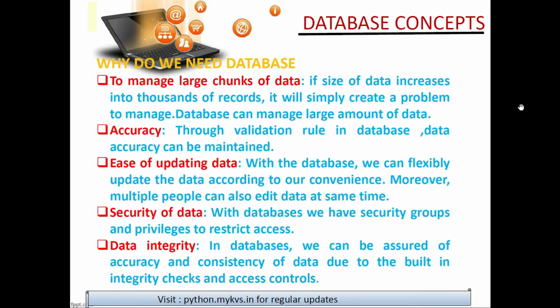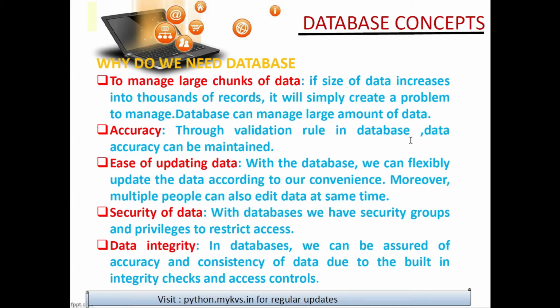Data integrity is another important aspect of a database. In databases, we can be assured of accuracy and consistency of data due to the built-in integrity checks and access controls. For example, it never allows you to make duplicate entries. Also, suppose you are storing names and you want to store numeric data there, it will not be possible. Incomplete data you cannot enter like that. So there are other security checks as well, maintaining the data integrity.